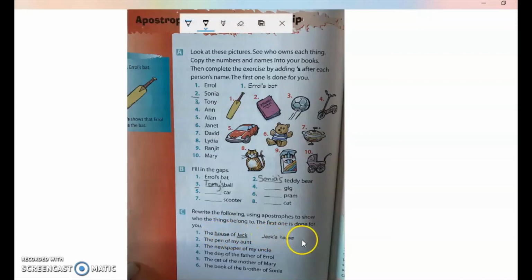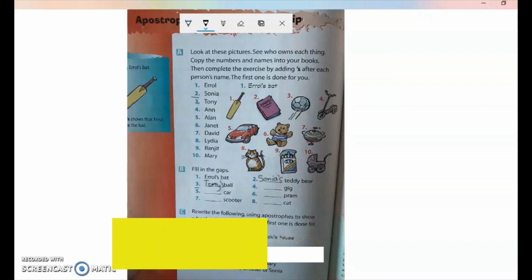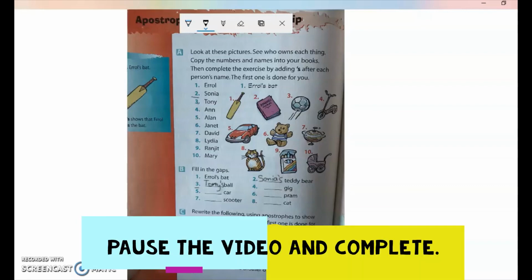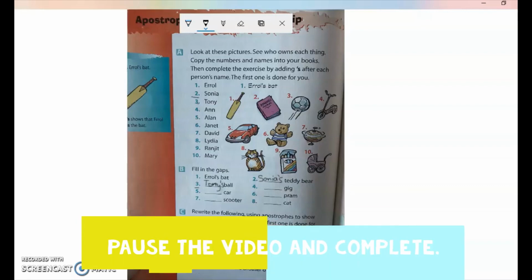So Jack's house. This one says the pen of my aunt. Who does it belong to? My aunt. So aunt's pen. Aunt's pen. So you're just going to find out who it belongs to, and rewrite it in the singular possessive form.